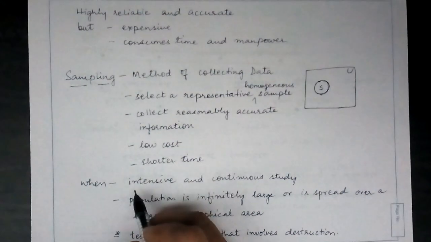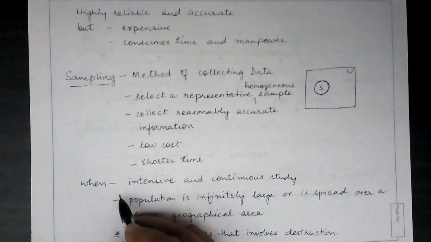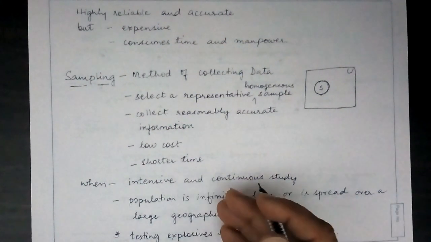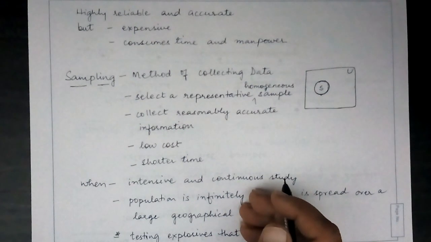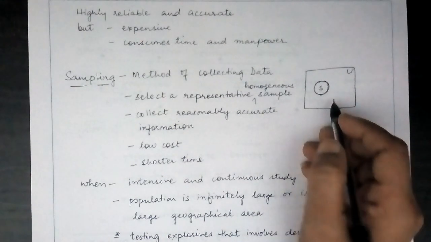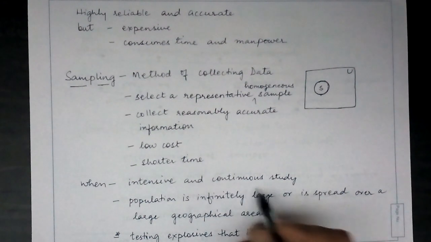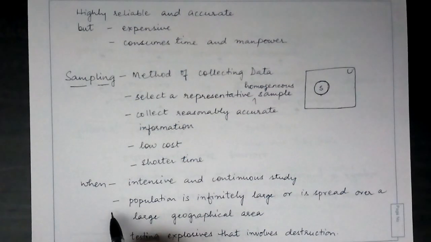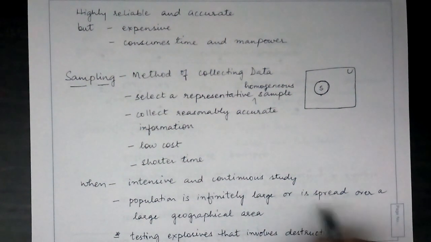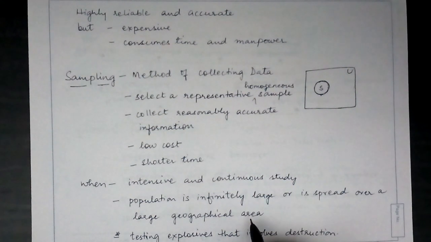When do we follow this sampling method? When the study is intensive and continuous. For an extensive study, we need a larger sample size. If the sample size is small, then an intensive and continuous study is possible. Also, when the population is infinitely large like that of India or is spread over a large geographical area, then we conduct what is called the sampling method of collecting data.